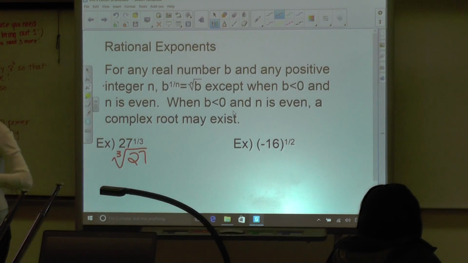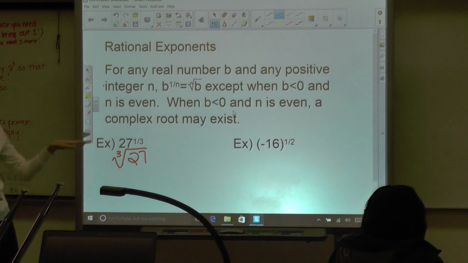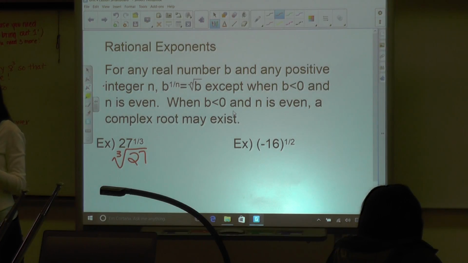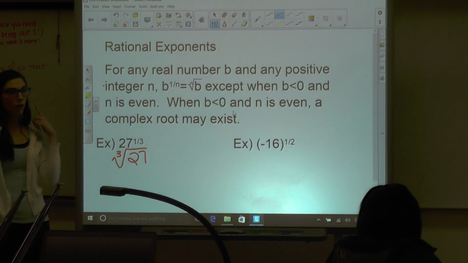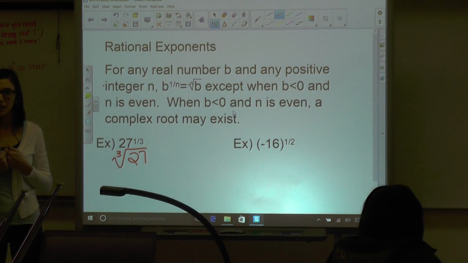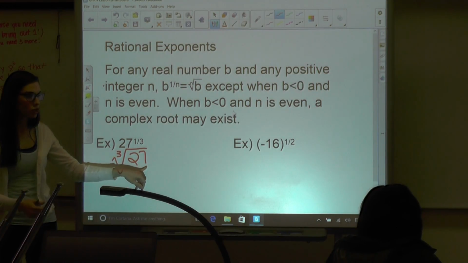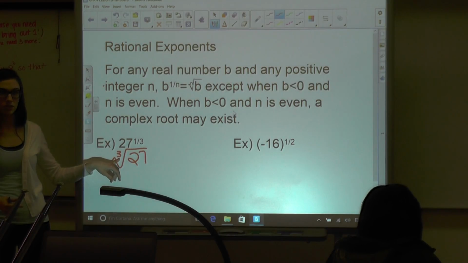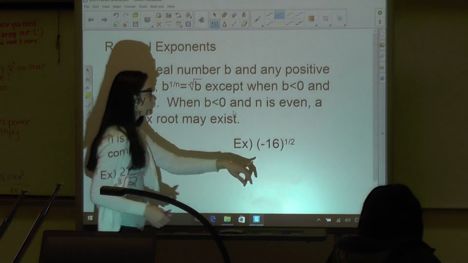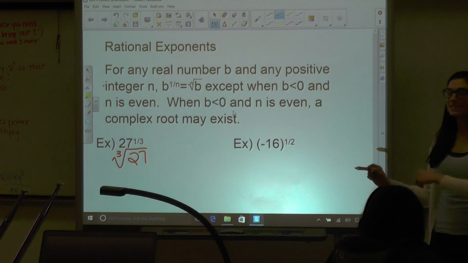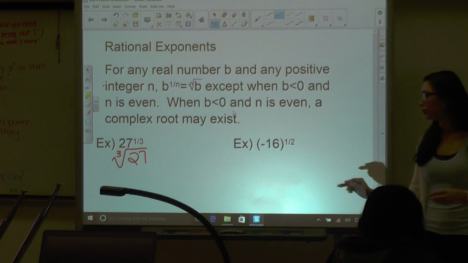How I always remember it, because you're going to start seeing some stuff where it's not just 1/3, it might be 2/3 or 4/5 or something like that, is top on inside, bottom on outside. This is 27 to the power 1, and then on the outside you have your 3. Okay? You know what I'm saying?